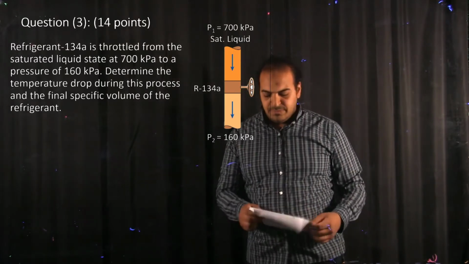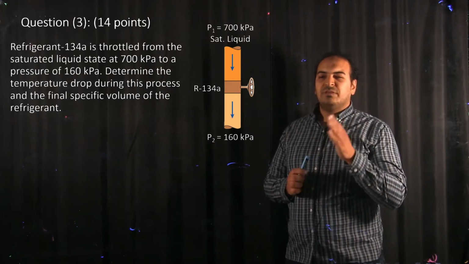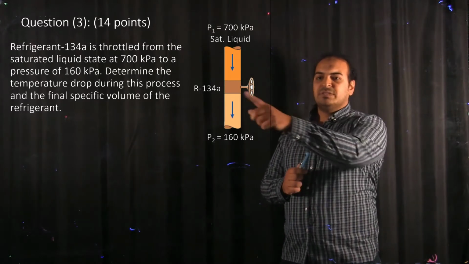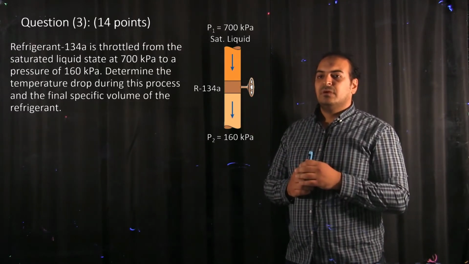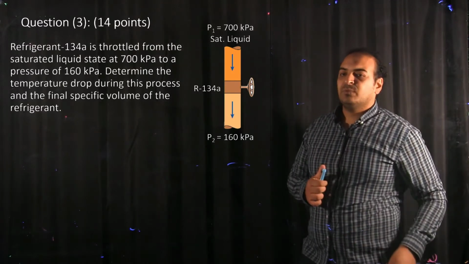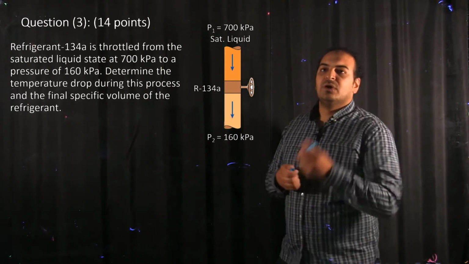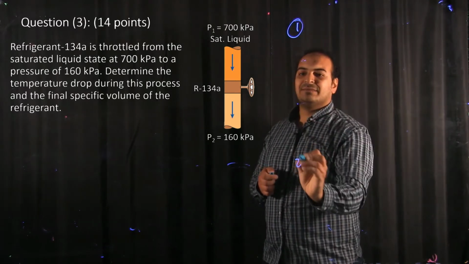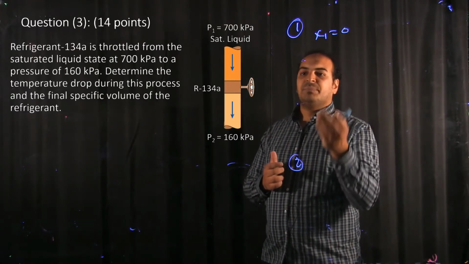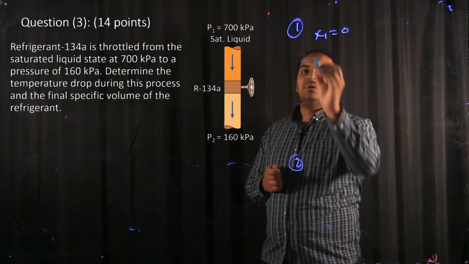Problem number 3. Refrigerant 134A, a fluid going through a pipe, a throttling valve, with pressure decreased from 700 kilopascal to 160 kilopascal, a little bit more than 1 atmosphere. Saturated liquid initially, X was 0, so we have inlet and exit. Inlet X was 0 because saturated liquid, not vapor. Pressure was very high, 700, saturated liquid. So we have everything at 1, P1 and X1.